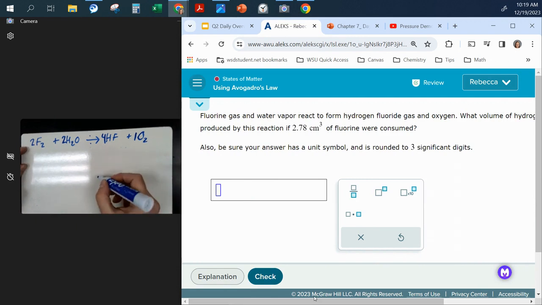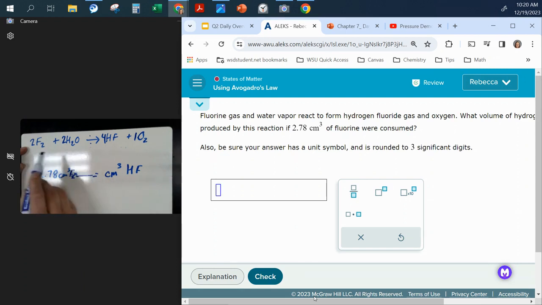So we're looking for, and they give us, so centimeters cubed is a volume. What volume of hydrogen fluoride would be produced by this reaction if 2.78 centimeters cubed of fluorine gas were consumed? So then we need to use these ratios. So we have about 2 centimeters cubed of fluorine. So I'm going to put that on the bottom to cancel it out.